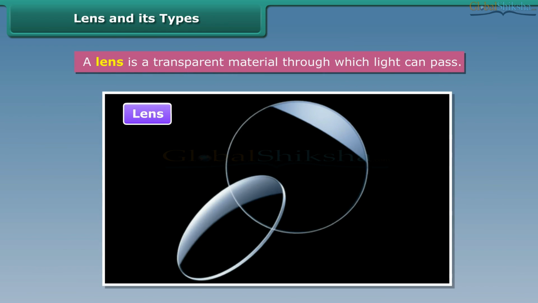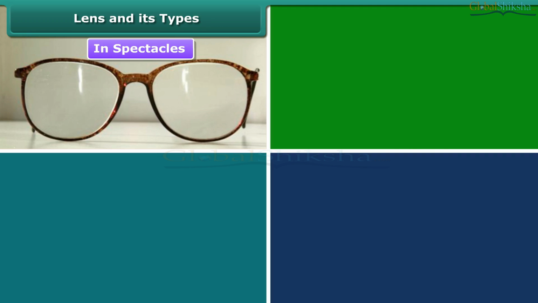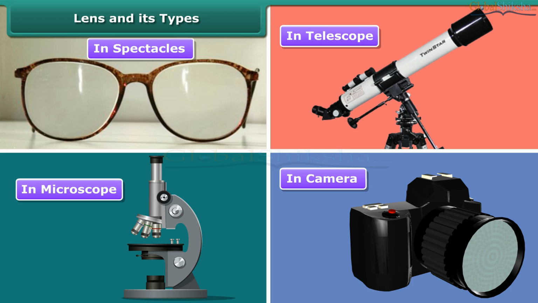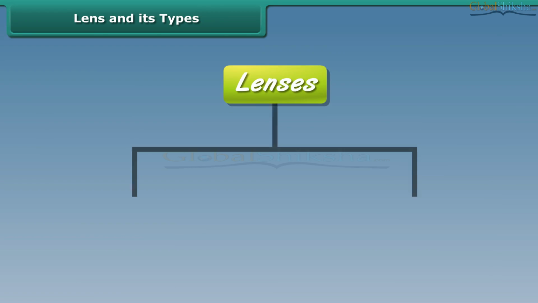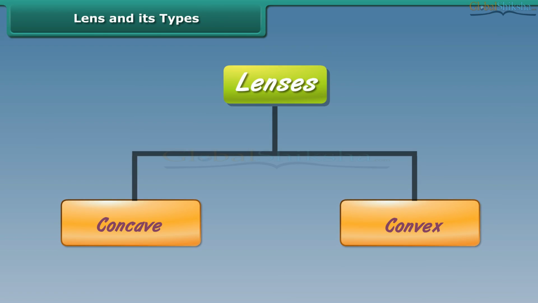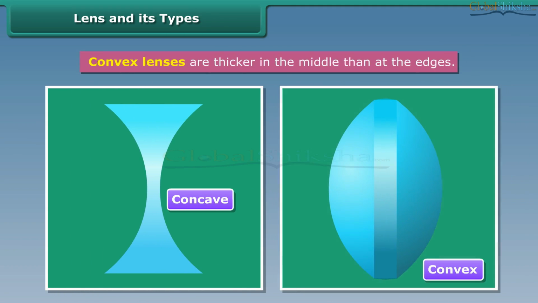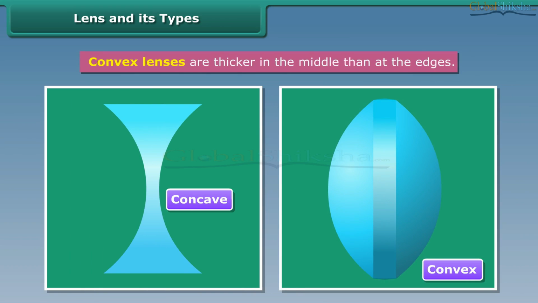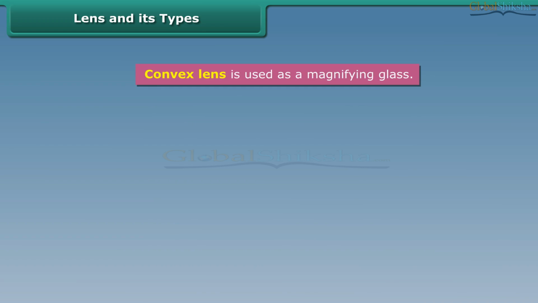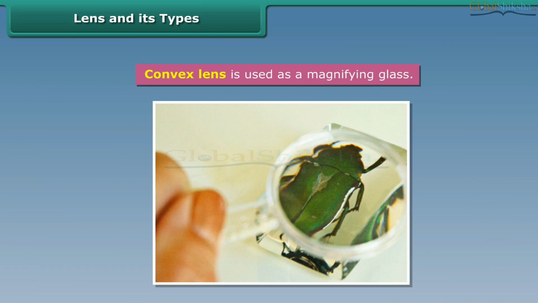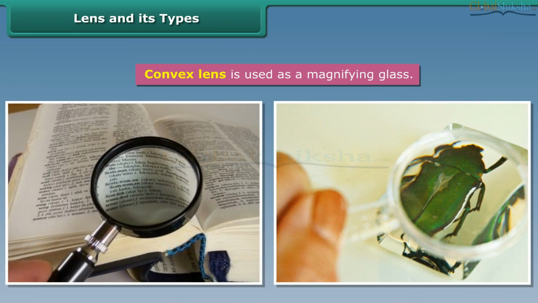Lens and its types. A lens is a transparent material through which light can pass. Lenses are widely used in spectacles, telescopes, microscopes, and cameras. There are two types of lenses, concave and convex. Concave lenses are thinner in the middle than at the edges, whereas convex lenses are thicker in the middle than at the edges. We must have used a magnifying glass to observe the body parts of an insect, or must have used it to read small prints. Have you observed its shape? Well, it is convex. Hence, convex lens is used as a magnifying glass.